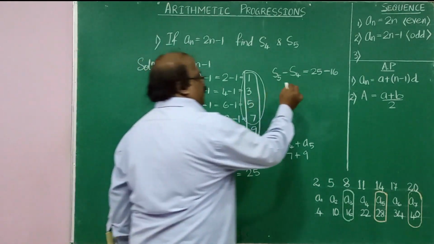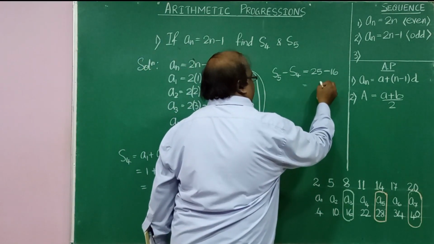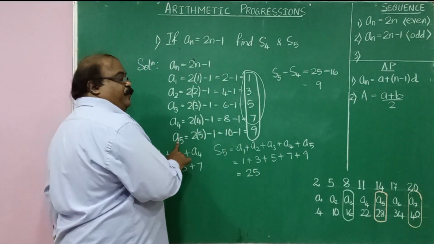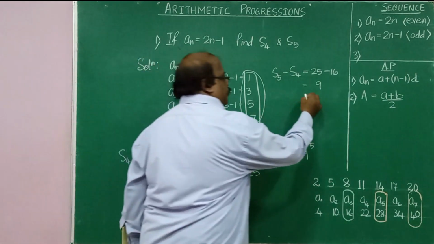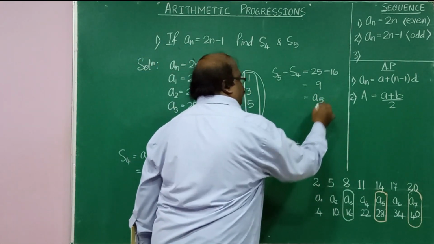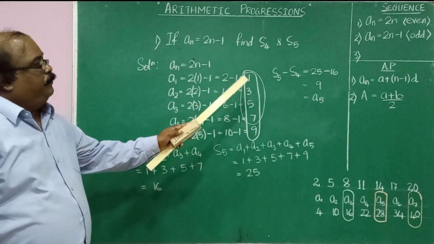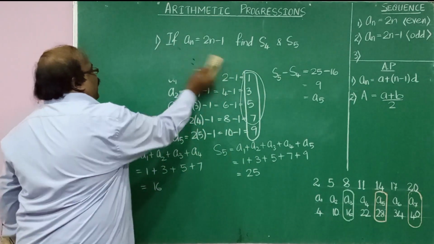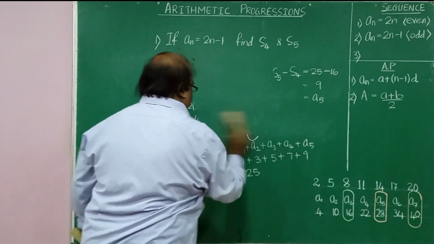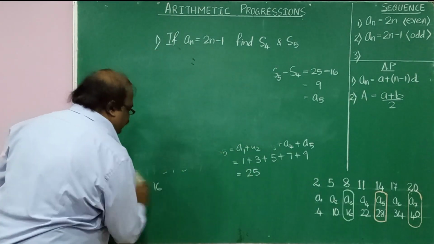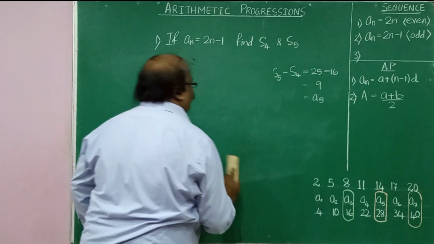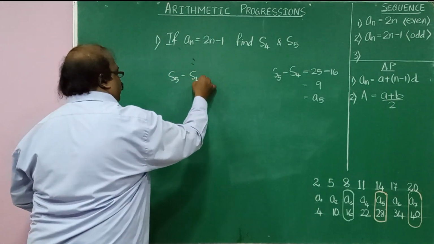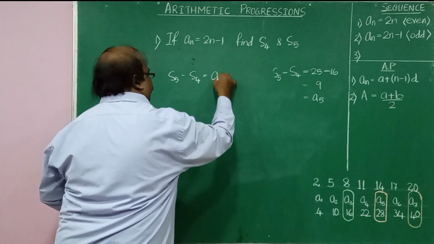So what is S5 minus S4? 25 minus 16, which is equal to 9. What is 9? It's the fifth term of the sequence. So I have come to the conclusion that S5 minus S4 is equal to a5. With this, I derive a new formula. I know that S5 minus S4 gives you a5.